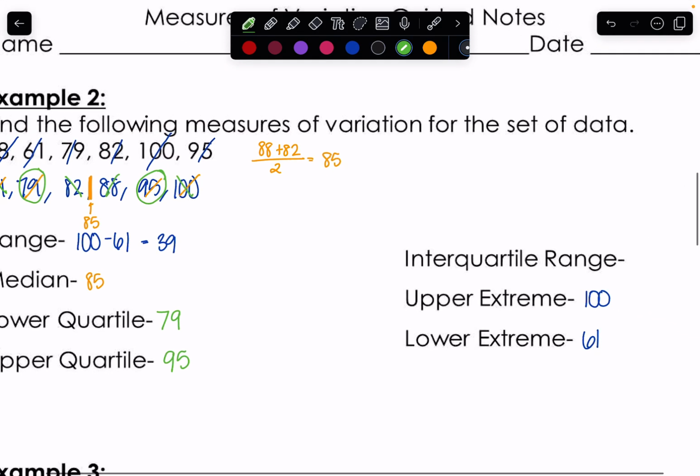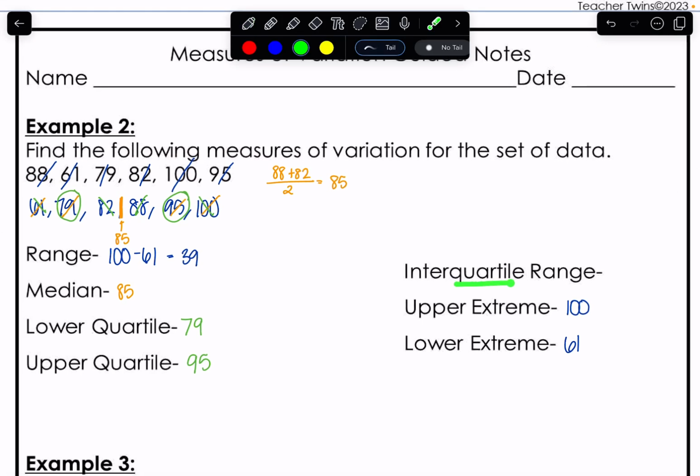Now I can find my interquartile range. Interquartile range is where I subtract my quartiles instead of my extremes, okay? So interquartile range, you want to subtract your quartiles. So we'll take 95 minus 79, bigger one minus smaller one. So that gives me 16 as my interquartile range. And that's it. That's exactly what your homework's going to look like today. Finding all of those pieces of information.